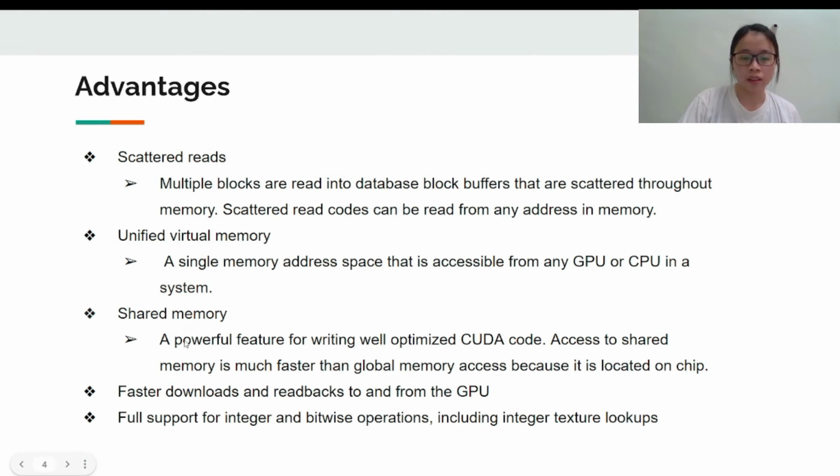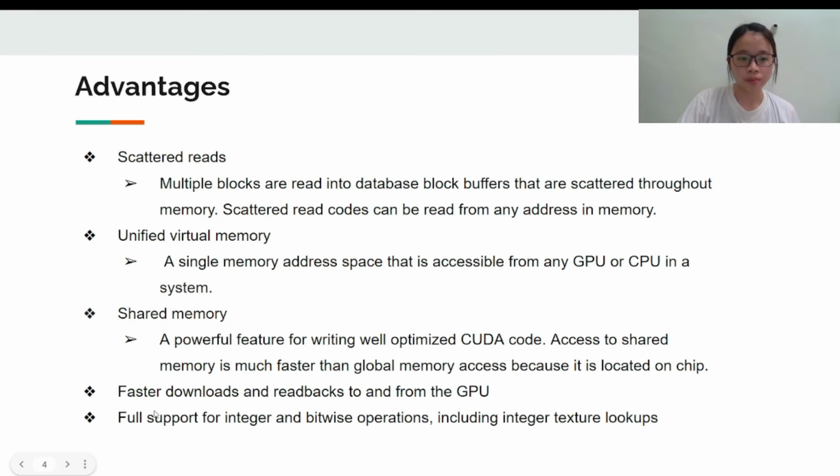Besides that, shared memory. Shared memory is a powerful feature for writing well-optimized CUDA code. Access to shared memory is much faster than global memory access because it is located on chip. Therefore, shared memory is also one of the advantages of CUDA.